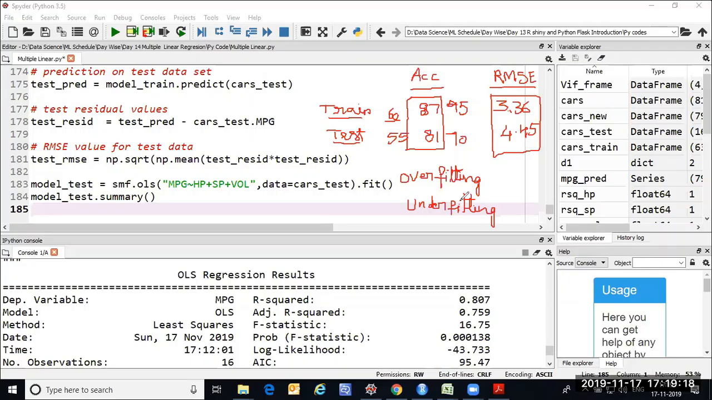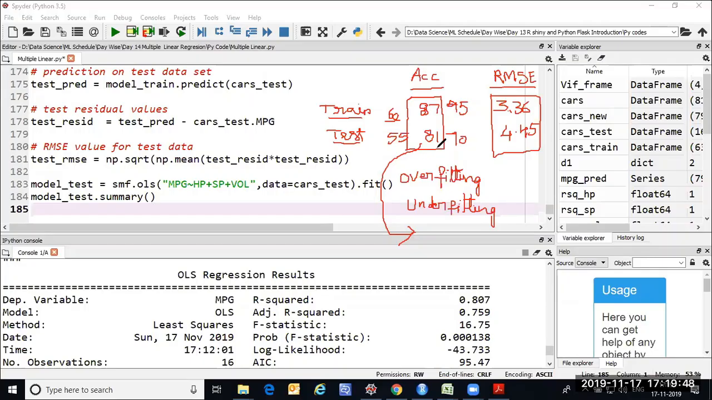Then how do we deal with it? We will see in a further session, when we discuss lasso and ridge regression, we will talk about that in detail. But the model which we built just now is actually giving 87% accuracy on the training and 81% accuracy on the test. Since the data volume is very low, I'm very happy with this kind of result.